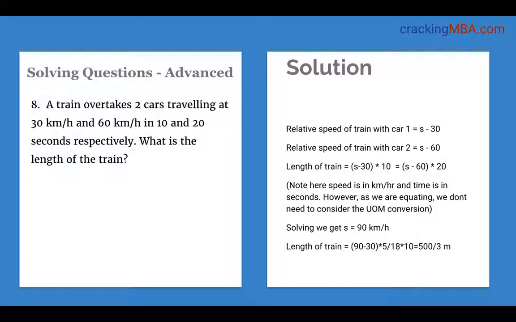Now let us solve some slightly advanced questions. A train overtakes two cars traveling at 30 kilometers an hour and 60 kilometers an hour in 10 and 20 seconds. So what is the length of the train?